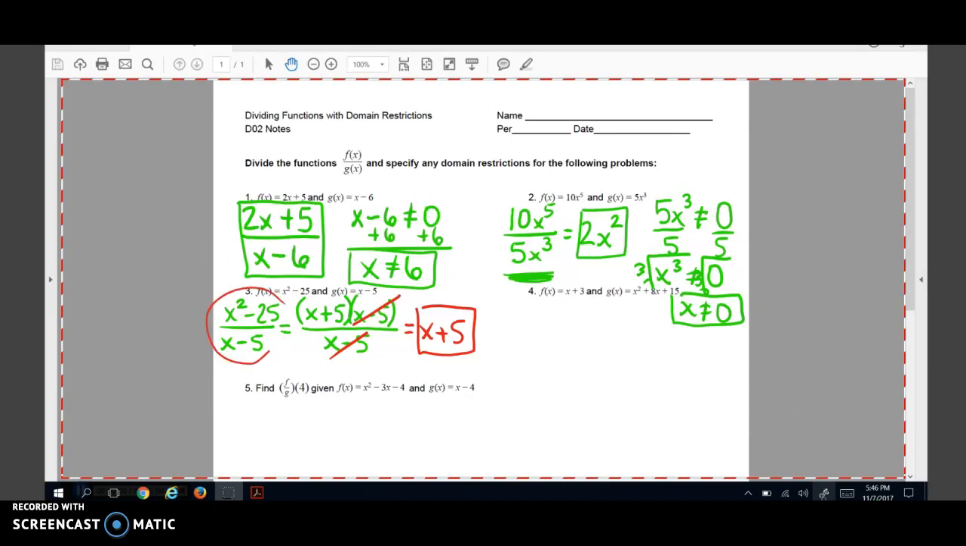But looking at my initial starting point, we do have a denominator that still cannot equal 0. So if we say x minus 5 cannot equal 0, and I solve for x, I would get x cannot equal 5.